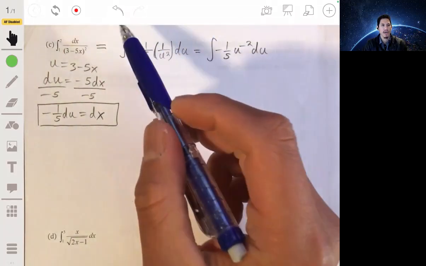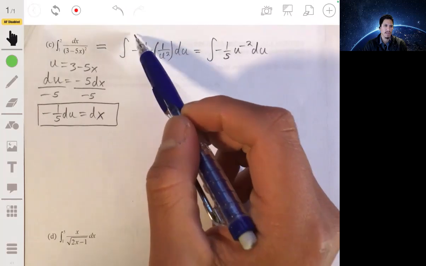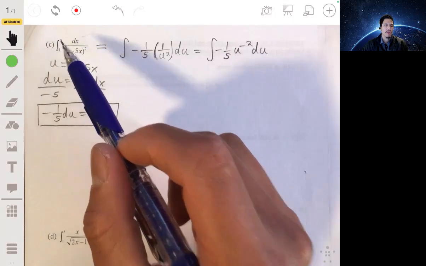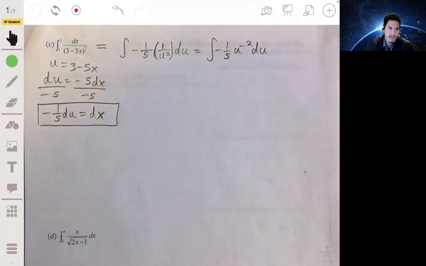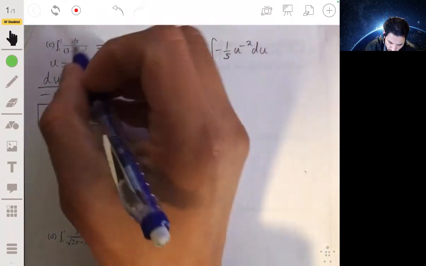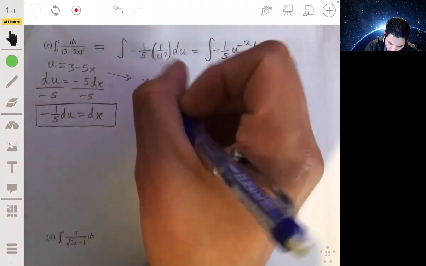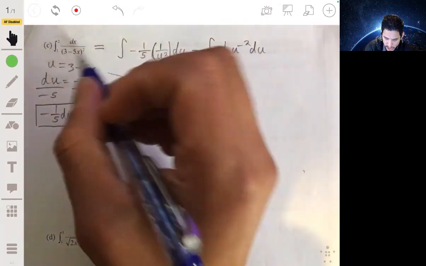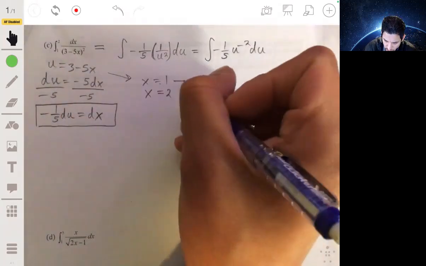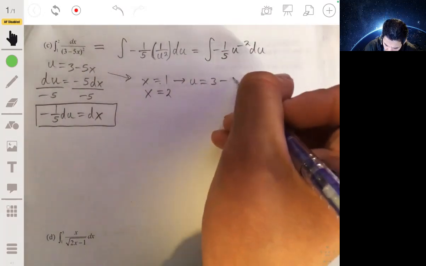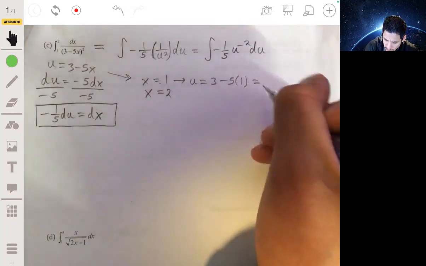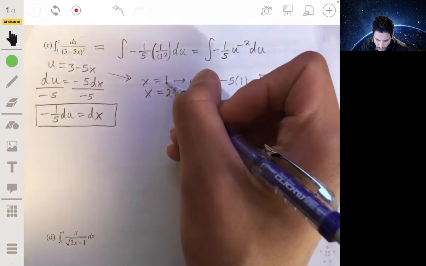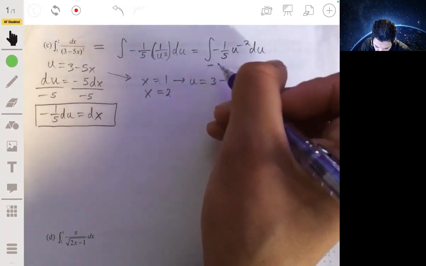Now, again, we can't simply put the endpoints back as 1 and 2 because the endpoints are in terms of x. So what we can do is rewrite them in terms of u. And so when x is 1 and when x is 2, let's figure out what u would be. So when x is 1, u would be 3 minus 5 times 1, that means u will be negative 2. And so in place of that 1, we're going to put negative 2.